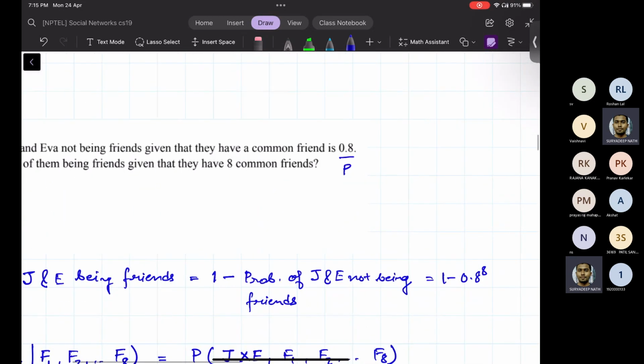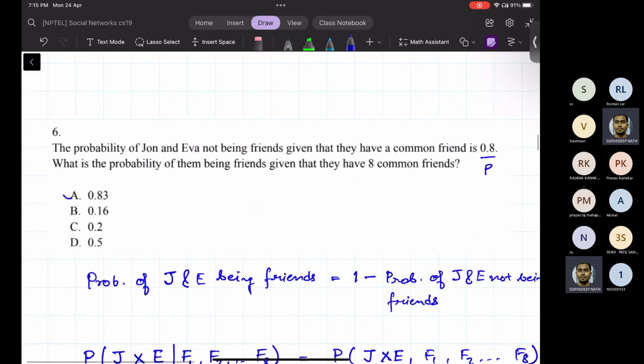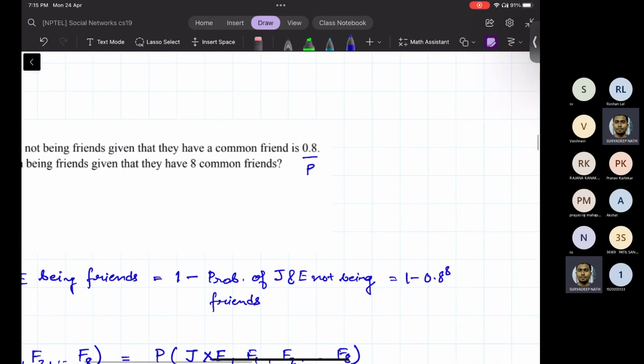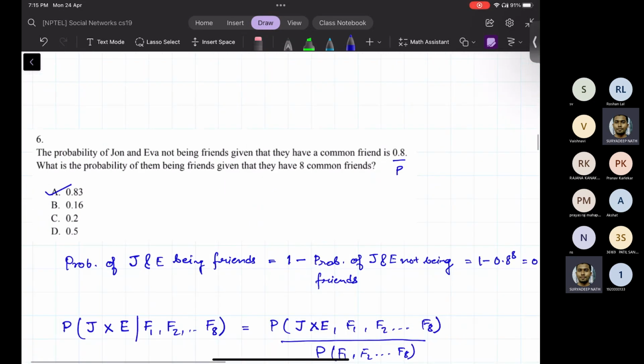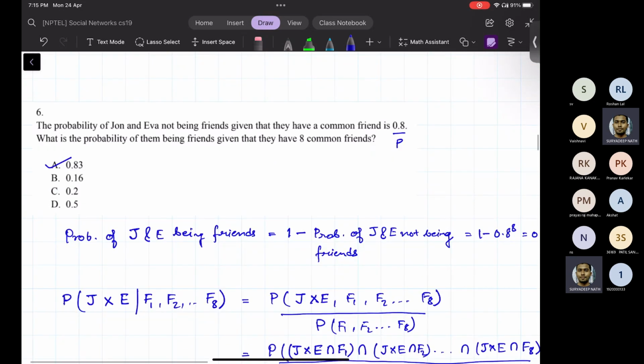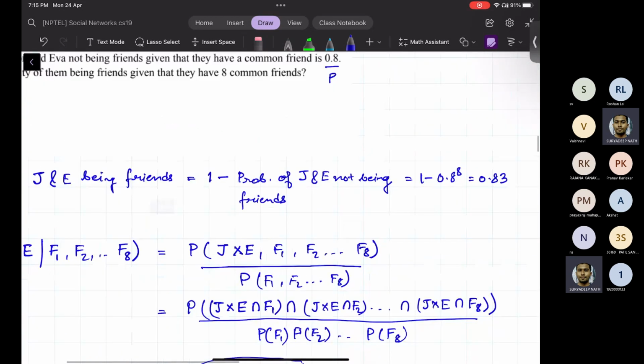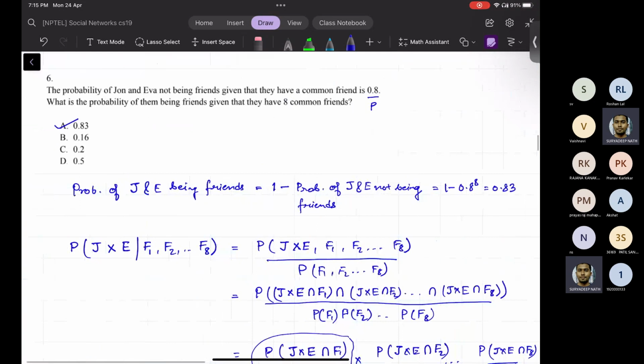And if you compute it, it would be option A, 0.83. So this is the right answer for this question. What is the probability of them being friends if they have 8 common friends? That is 0.83.